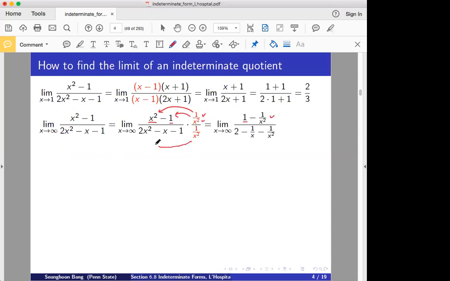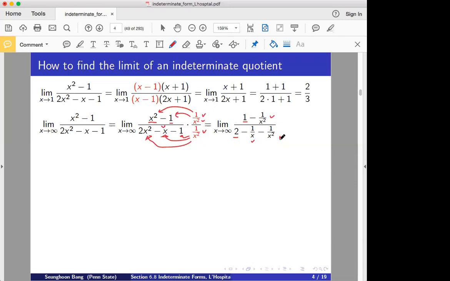Same. You can distribute the 1 over x squared to each term. 2x squared times 1 over x squared is only 2. The negative x times 1 over x squared is only, x is crossed out, minus 1 over x. The minus 1 times 1 over x squared is minus 1 over x squared.